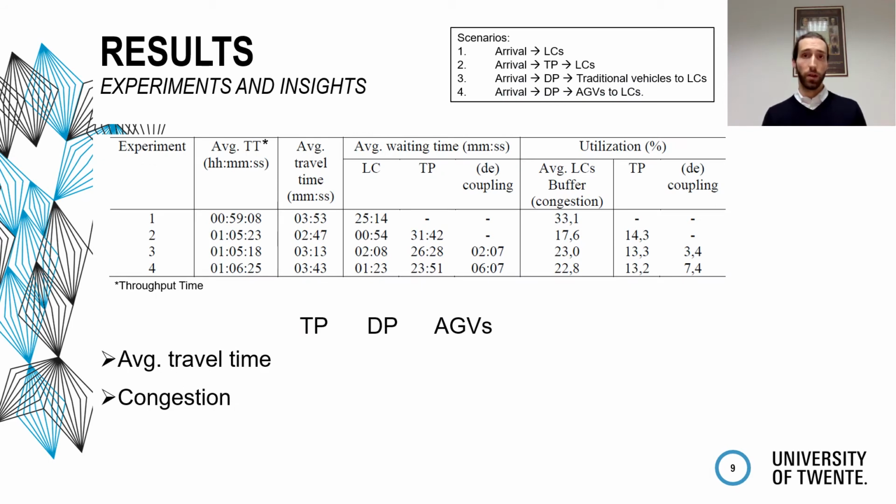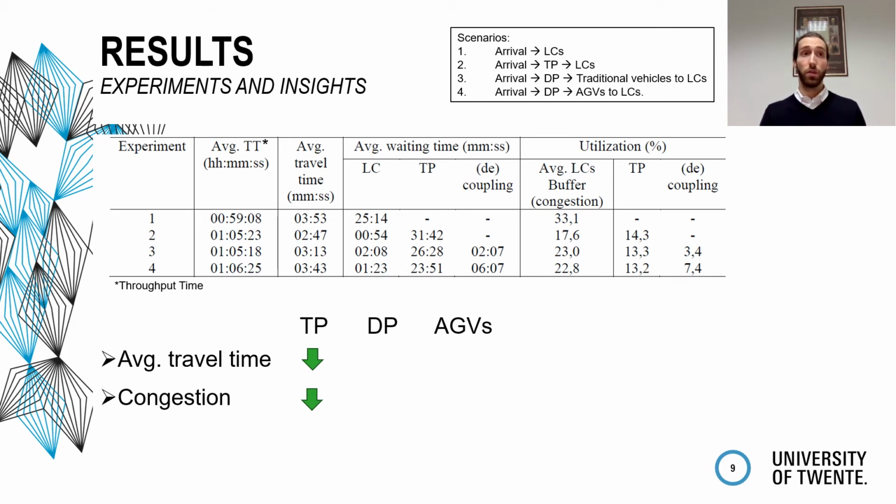Using the model, we experimented and got some first insights on the truck parking area, decoupling, and AGVs. So we performed 4 experiments, which correspond to the 4 scenarios, and I would like you to focus on the average travel time and the average congestion of the buffers of the logistics center. If we look at experiment 2, where we use truck parking, we see that the average travel time decreases quite a lot and the congestion also decreases. Therefore, road safety probably increases.